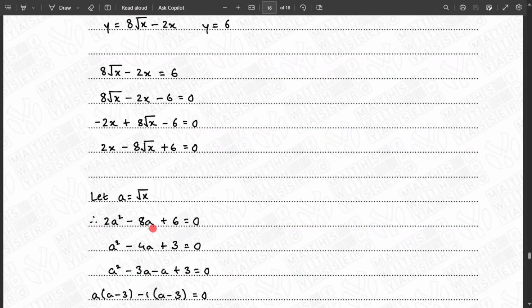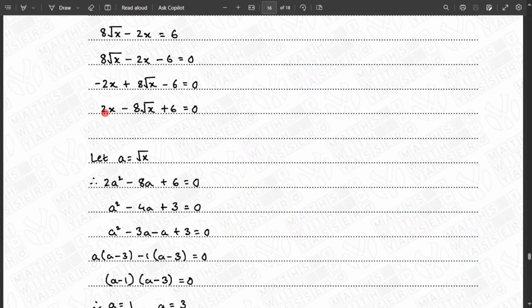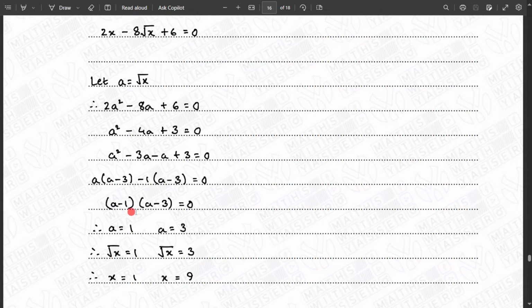If we consider a to be root x, then we can say that this is 2a square, because when you square root x, you get x. So this should be 2a square minus 8a plus 6 equals 0. Now again, dividing both sides by 2, we get a square minus 4a plus 3 is equal to 0. Or we can say a square minus 3a minus a plus 3 is equal to 0. We can take a common, and this will become a minus 3, minus 1 times a minus 3, equals 0. So the factors are a minus 1 and a minus 3.